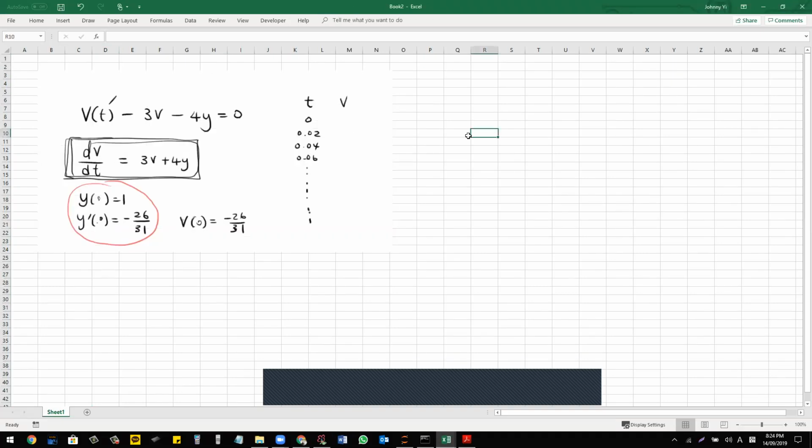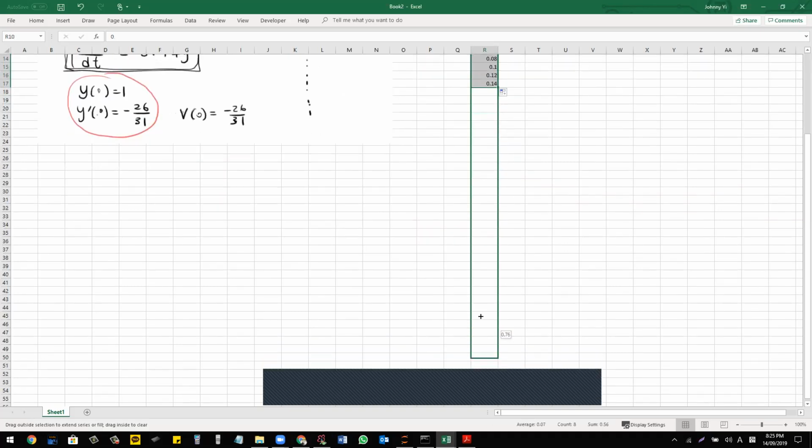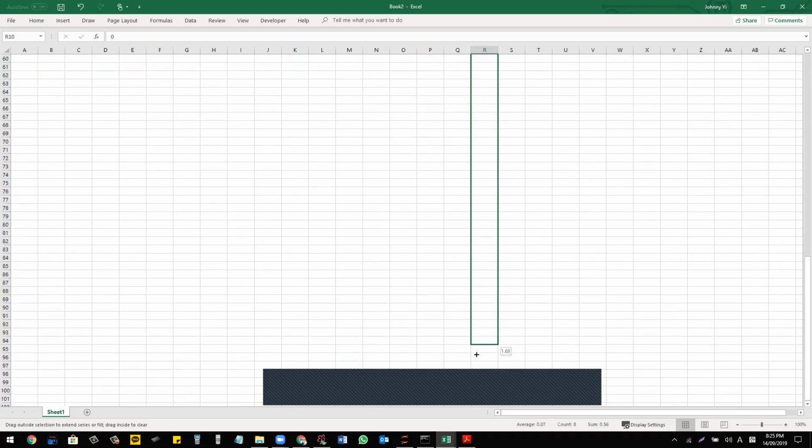All right, so I've got t, I've got my v. So t is 0, and it says that the initial condition is when t is 0, v is negative 26 on 31. Negative 26 on 31, okay. Next, if I go to 0.02, and I could scroll this down to 2, right? When it gets to 2.